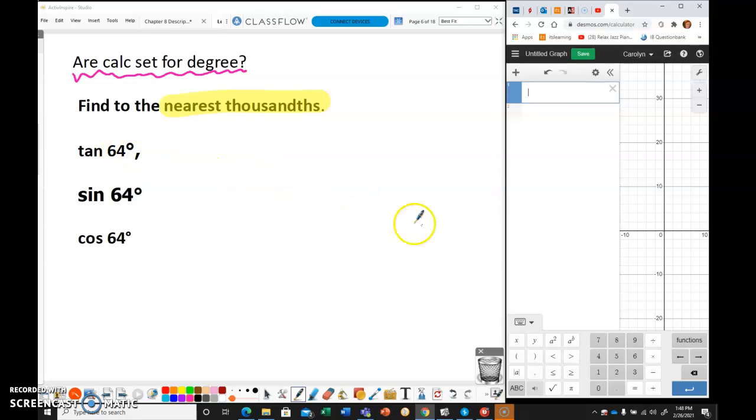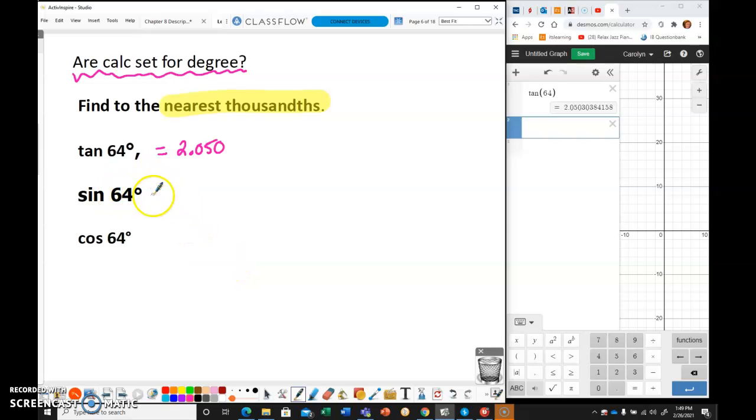Okay, and I'm looking for the tangent of 64 degrees. Well, the way I'm going to get tangent is I'm going to go under this functions button here. It's actually going to be under the trig title. And you'll notice we have sine, cosine, and tangent. We're going to use those. We're also going to get to a point where we use the inverse sine, the inverse cosine, and the inverse tangent. So the first one is asking for the tangent. So I just hit tangent of 64 degrees. I close my parentheses, and I'm taking that to the nearest thousandth. So that's 2.050.